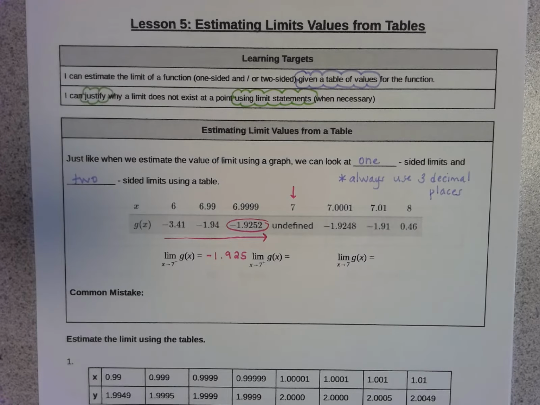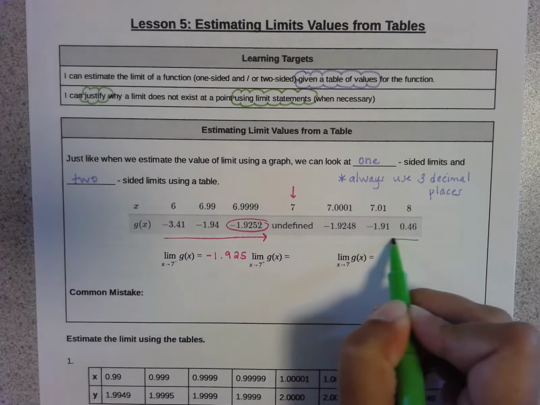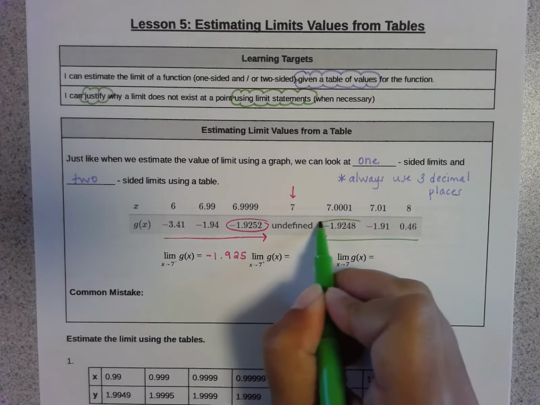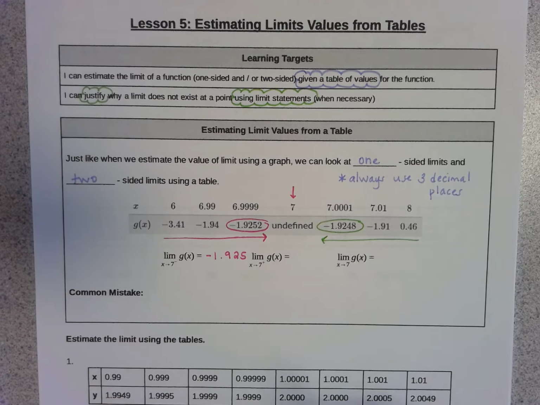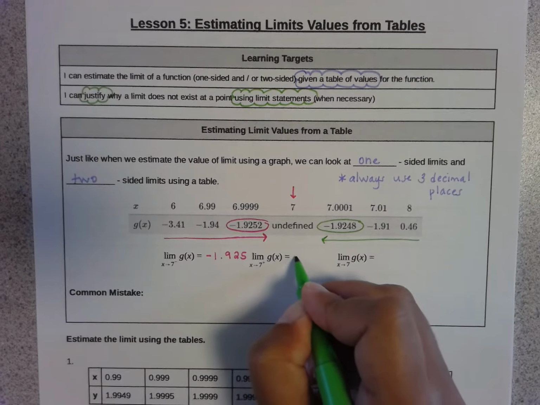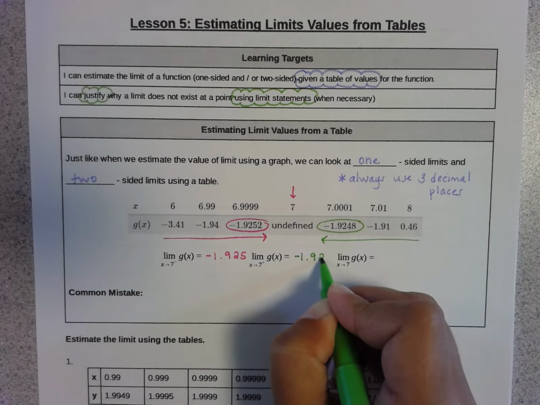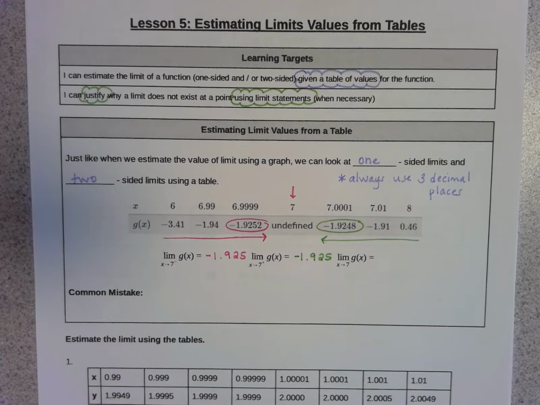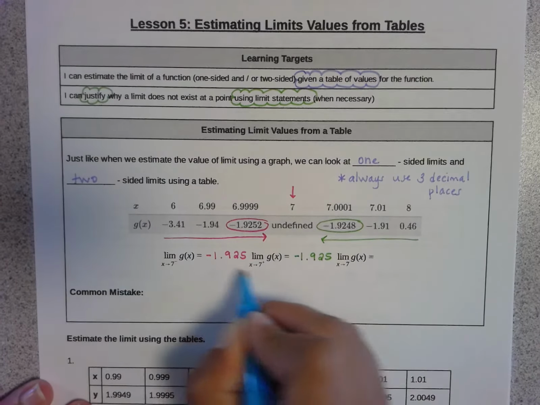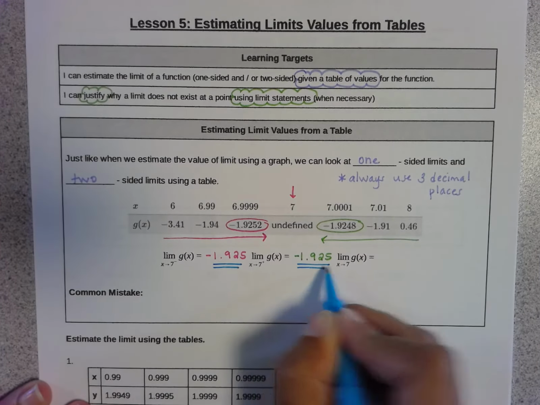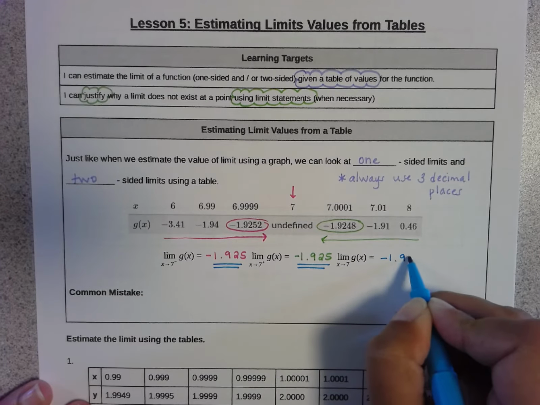The next problem says to find the limit as x approaches 7 from the right. So the right side of the table would be this side over here. If we approach the 7 from the right, the y values are approaching negative 1.925. So we would say negative 1.925. Now what that means is that the left side limit and the right side limit agree. So if I were to ask you about the two-sided limit, you would say, since these numbers agree and both sides are the same, the answer would be negative 1.925.